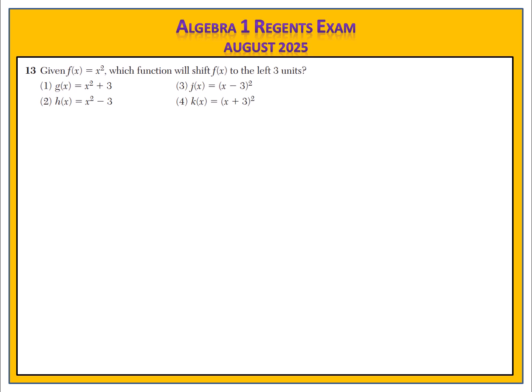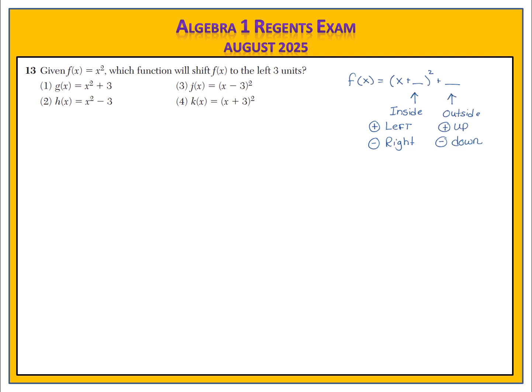Problem 13. Given f of x equals x squared, which function will shift f of x to the left 3 units? There's a couple of ways we could do this. The first involves understanding the shifted form of a function. When we have a function, the number inside the parenthesis shifts us to the left or to the right. It's the opposite of what we think. If we have plus a number inside the parenthesis, we shift to the left. If we have minus a number inside the parenthesis, we shift to the right.